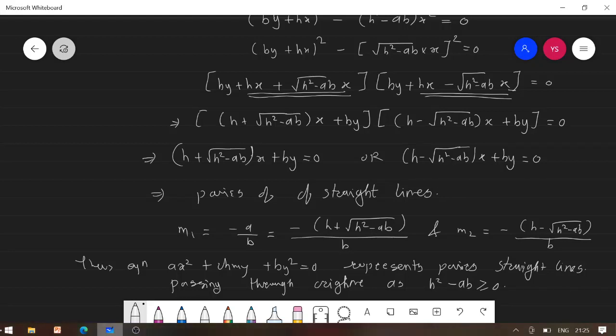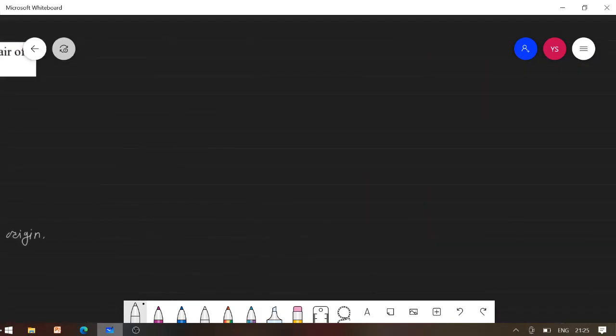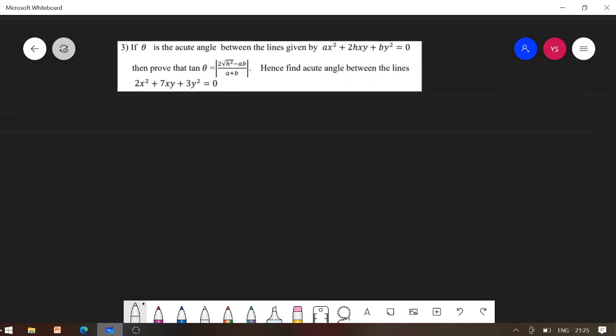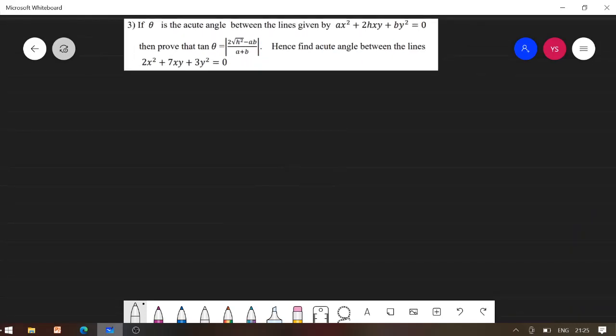Now look at the next sub question. We have the third sub question within question number 4, which is of the form: if theta is the acute angle between the lines ax square plus 2hxy plus by square equals to 0, then prove that tan theta equals 2 times root of h square minus ab divided by a plus b. Hence find the acute angle between the lines 2x square plus 7xy plus 3y square equals to 0. So this is our standard proof again.